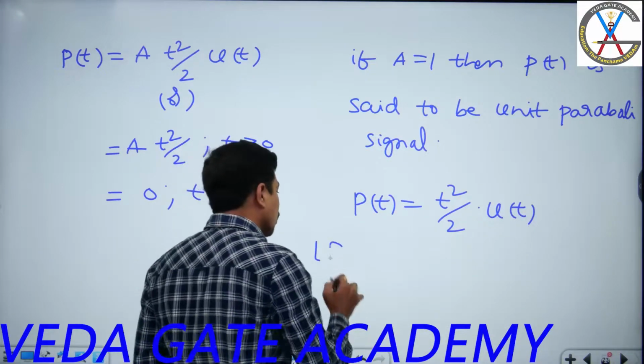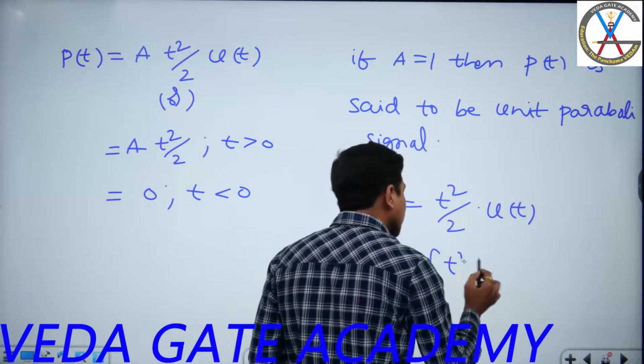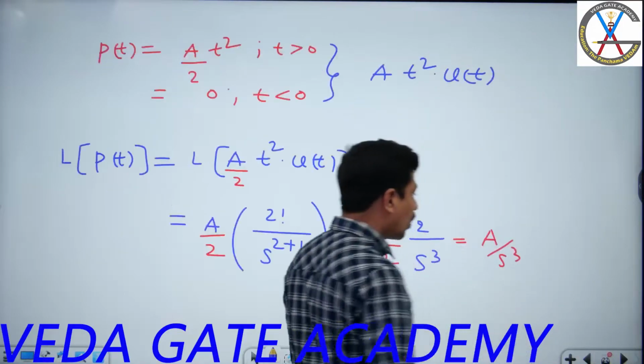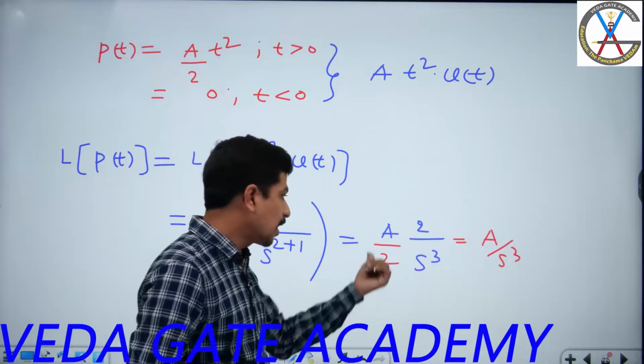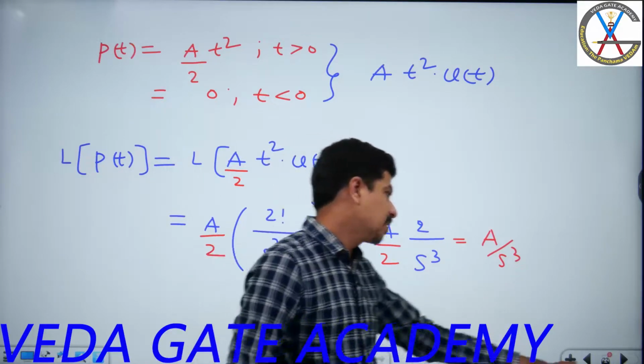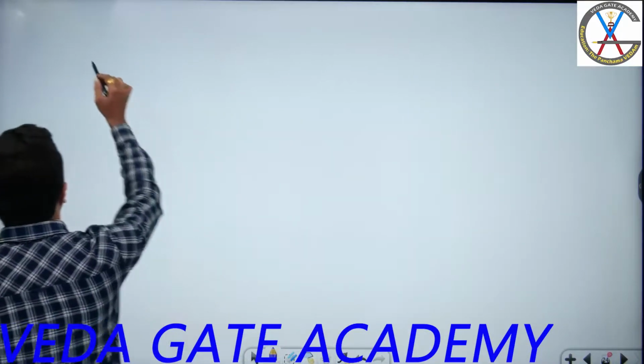What is the Laplace transform of the unit parabolic signal? That is the Laplace transform of t square by 2. How much is it? 1 by s cube. Simply we got a by s cube here. For the standardized parabolic signal, what is the unit parabolic? a equal to 1, so 1 by s cube.